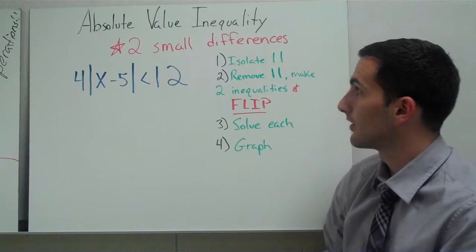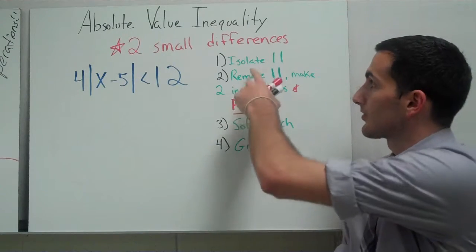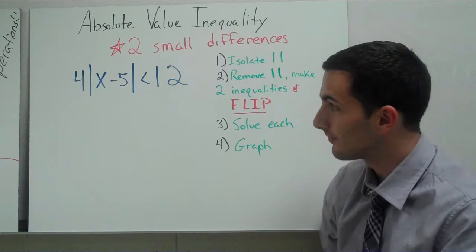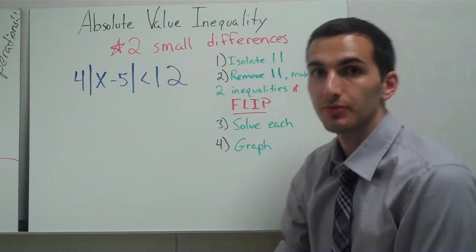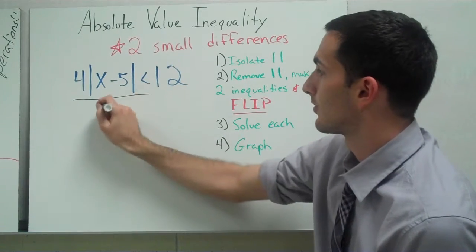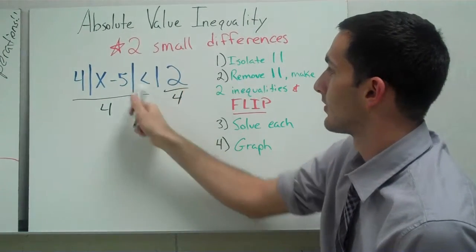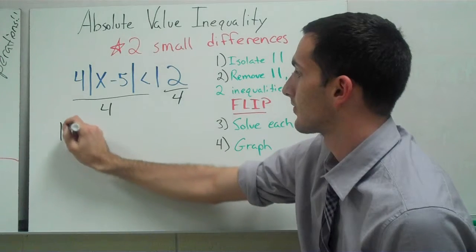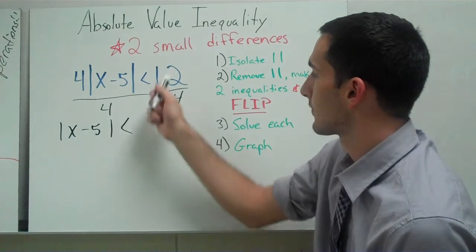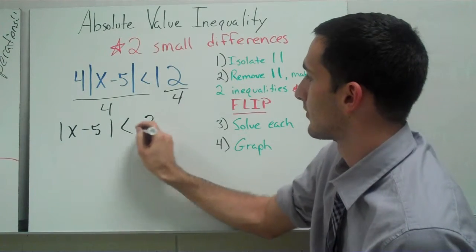Alright, the first thing is exactly the same. Isolate the absolute value. Well, this looks like almost the same problem. So we're going to isolate the absolute value the same way. We have 4 times |x minus 5|, so we're going to divide by 4 on both sides to get the absolute value by itself. So I get the absolute value of x minus 5 is less than 12 divided by 4 is 3.